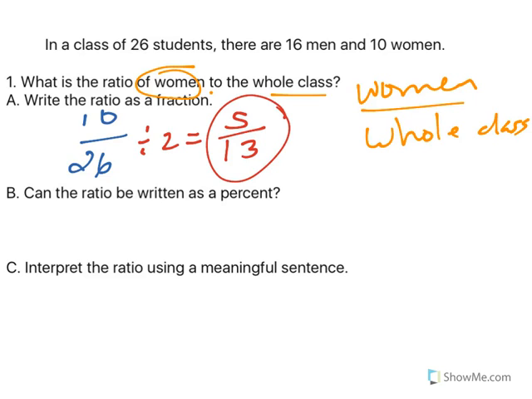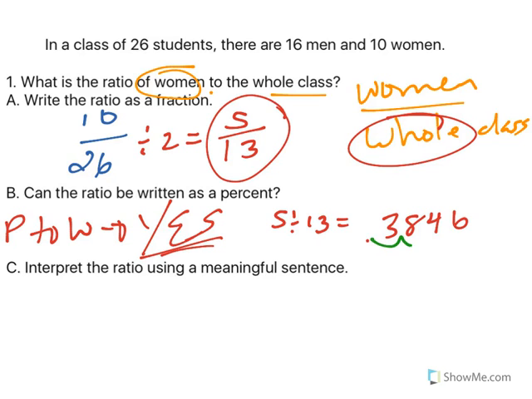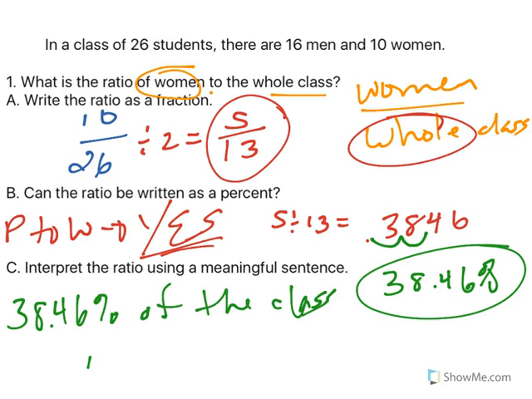Now, can I write this as a percent? So you got to think, is this part to part or part to whole? Whole class. This is part to whole. So the answer is yes, I can write it as a percent. I would take 5 divided by 13 and change it to a decimal, 0.3846. I would then move my decimal 2 places to be 38.46%. The meaningful sentence: 38.46% of the class is women. And there is my meaningful sentence. So because it's part to whole, I can write it as a percent.